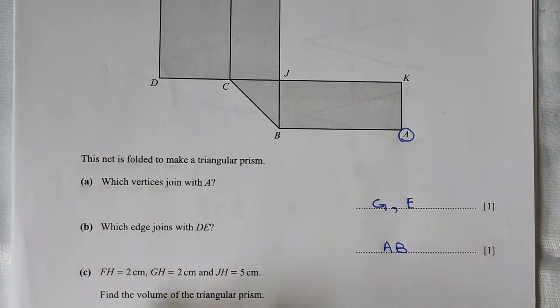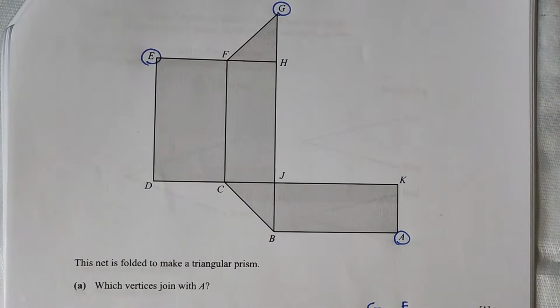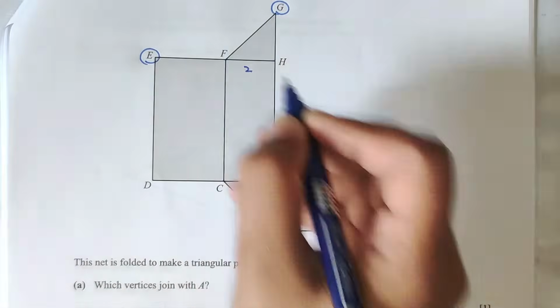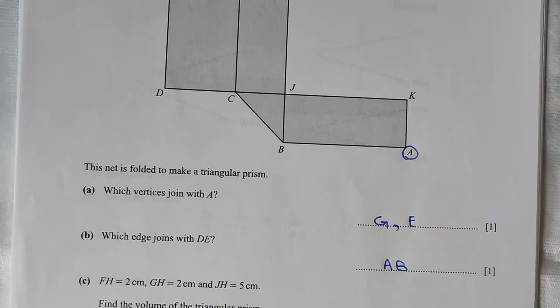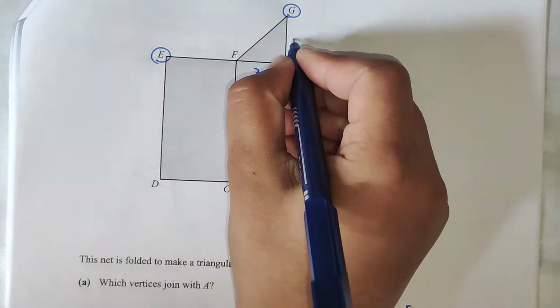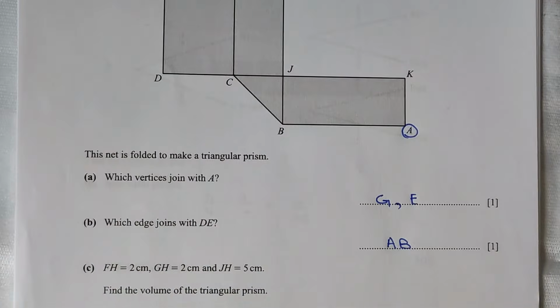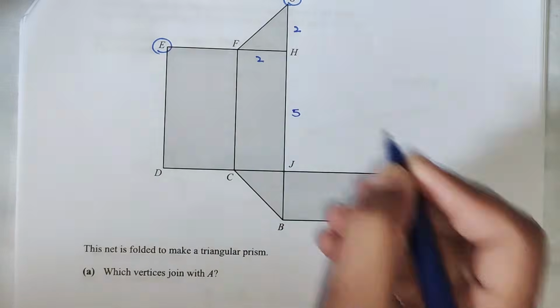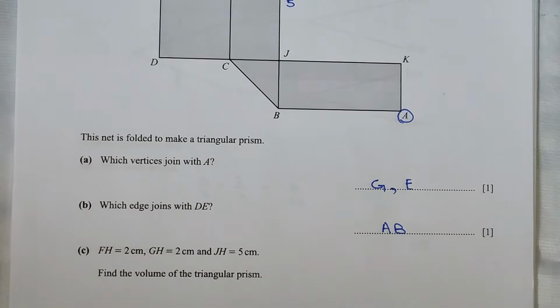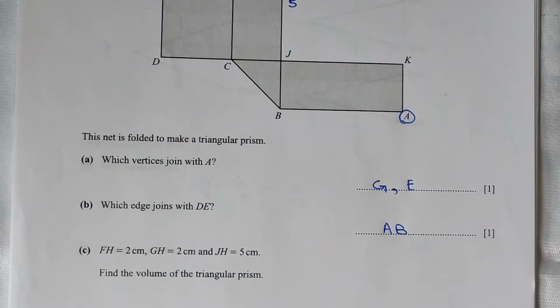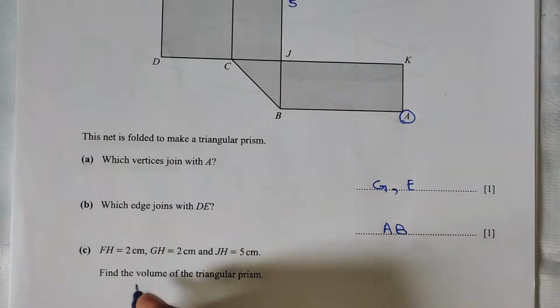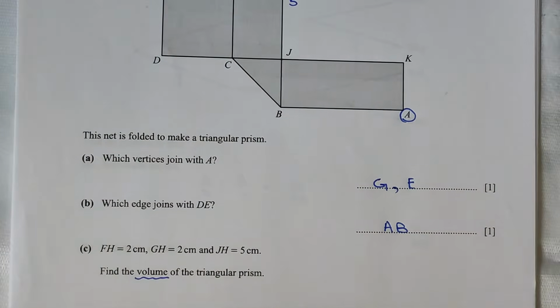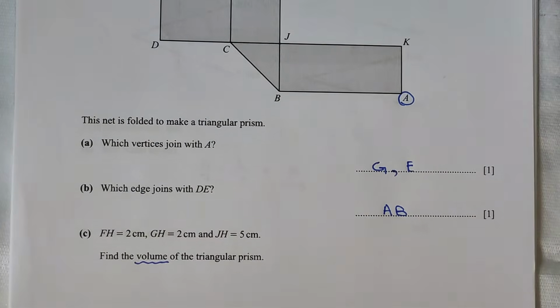Now for the C part, FH is 2 centimeters. GH is again 2 centimeters. And we have JH, that is 5 centimeters. We need to find the volume of a triangular prism. So the volume of a triangular prism is basically the area of a cross section times the height.